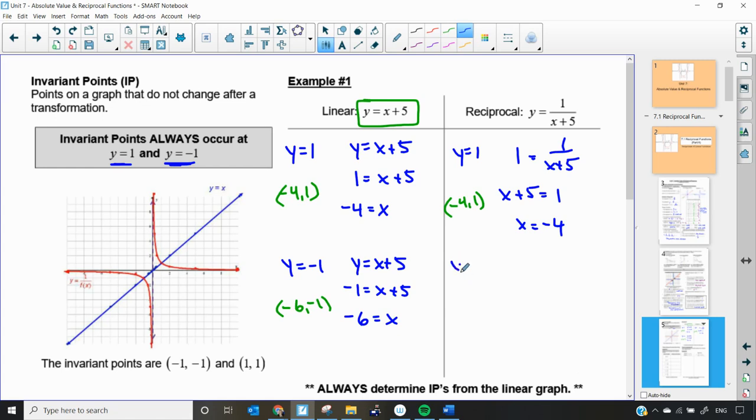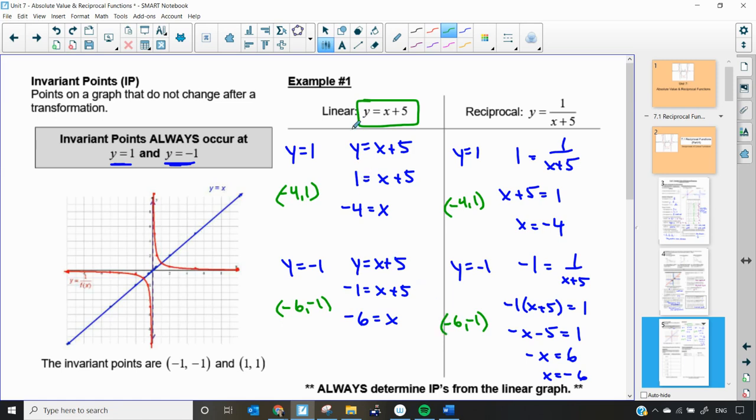And we can double check with y equals -1. So we have -1 equals 1 over x plus 5. When we cross multiply, we have -1 times x plus 5 equals 1. So -x minus 5 equals 1. We add 5 to both sides, we have -x equals 6. So then x equals -6. So again, our point stays the same. And because it stays the same for both the original function and the reciprocal function, those are called invariant points.